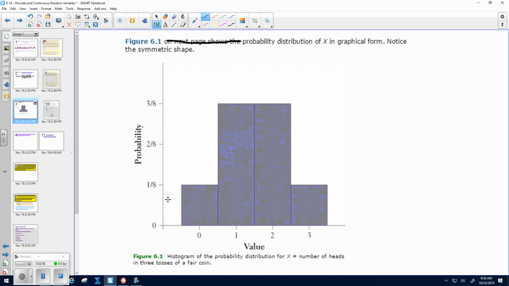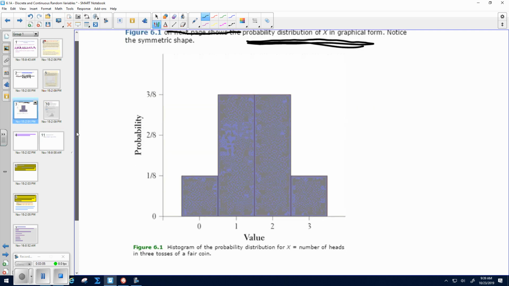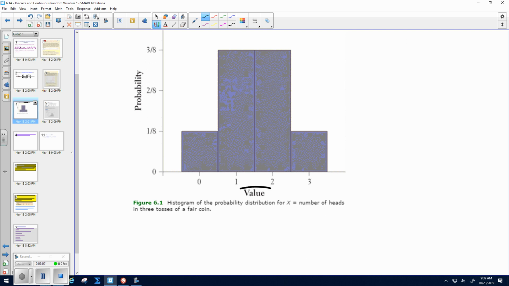We can also make a graph out of our probability distribution. When you make a graph, be sure you label the axes. On the x-axis is the value of whatever you're talking about. This was the number of heads. I can either get a 0, a 1, a 2, or a 3. This is called a histogram, and there's no space between the bars. On this side, you're going to do your probability. So I either get 0, 1/8, 2/8, or 3/8.